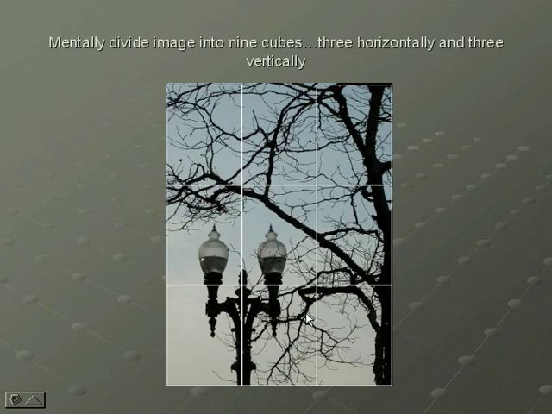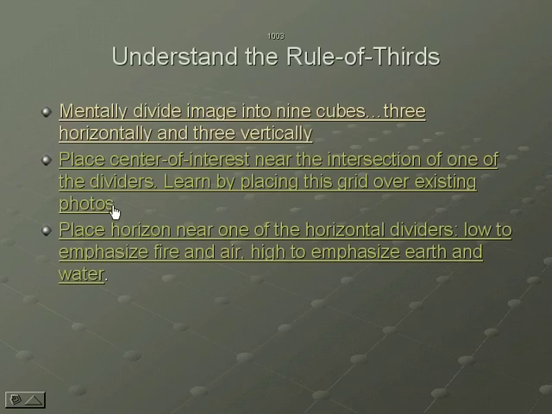One of the things you want to avoid, however, is having more than one prominent object at more than one prominent intersection. That becomes confusing most of the time. If you place the center of interest near the intersection of one of the dividers, again, this is usually a mental thing, because you want to do most of your composing in the camera so that you don't lose too much resolution by having to crop too much.